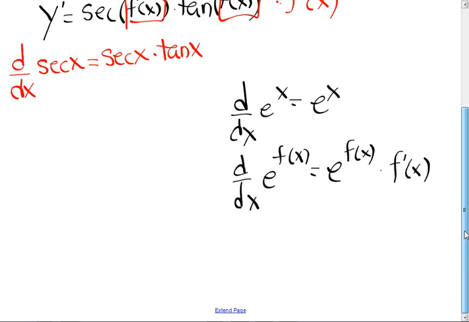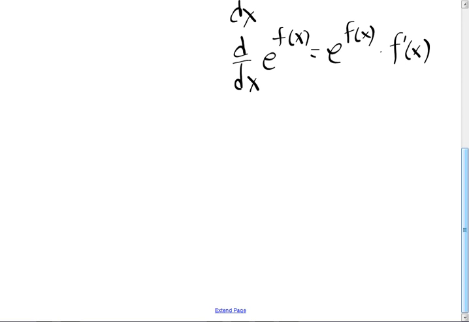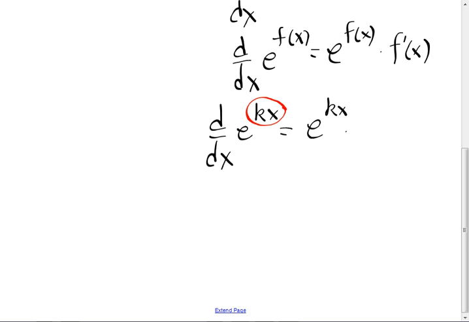Which, when they gave us this, they said, find the derivative, and I don't like where it is in the book. Remember that one? Jack, do you remember that one? That's e to the kx. And then they said, well, it's times k. Why is it times k? Because it's the derivative of that, which is k.